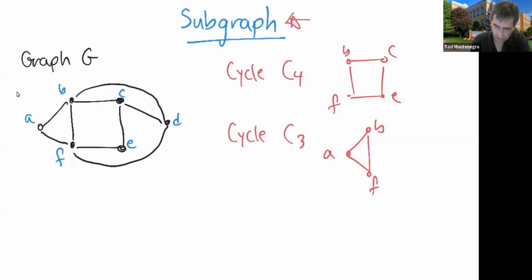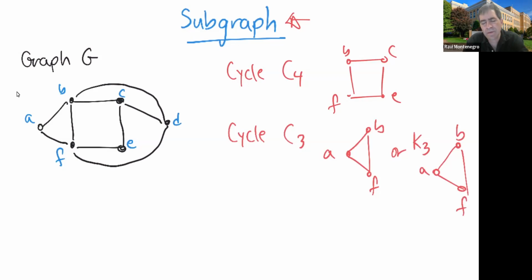The cycle C3, that triangle, could also be called a K3. A K3 means a complete graph on 3 points. In this case, those 3 points make a triangle. It's not a super interesting one, but there are 3 points all connected to each other.